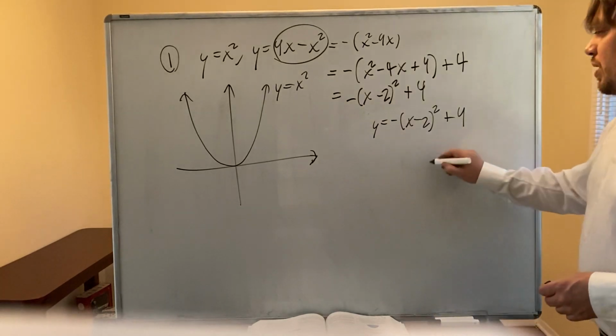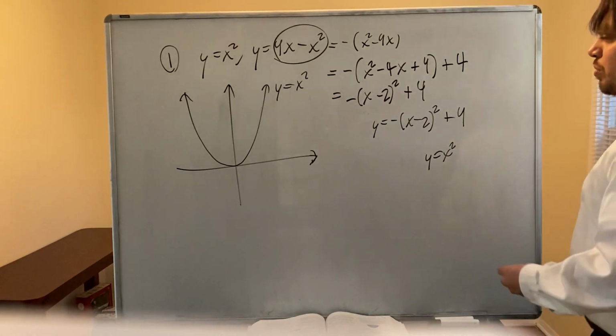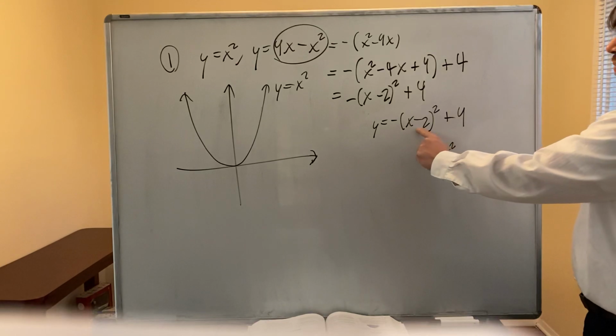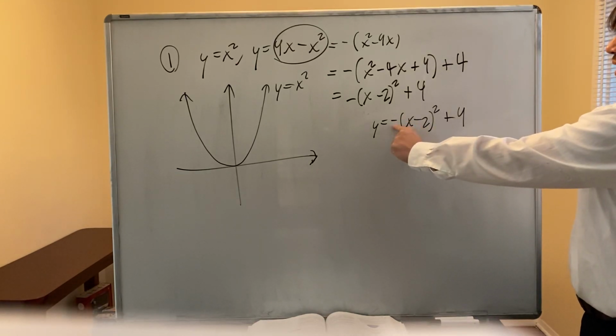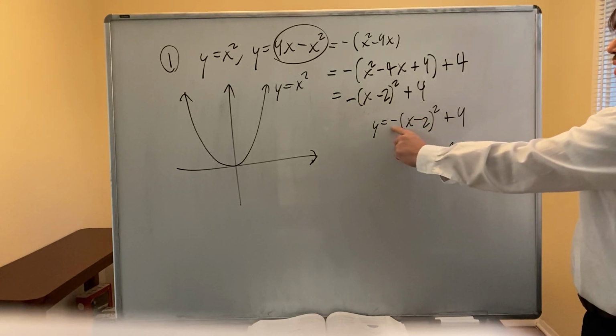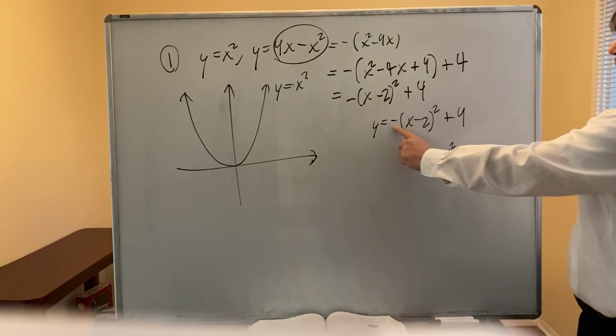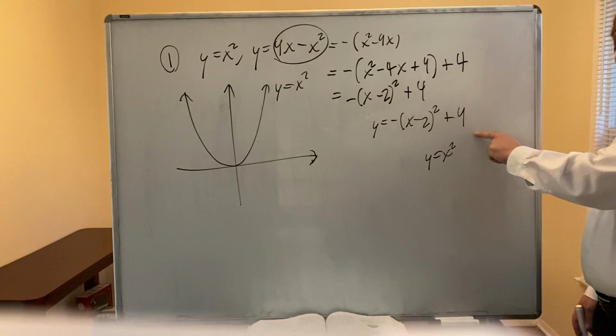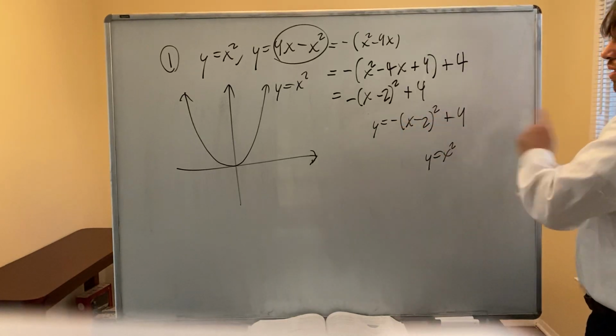All that is if you take the graph of y equals x squared, you move it to the right 2 units, then you flip it with the negative sign, and then you move it up 4 spaces. So you move it to the right 2, you reflect it about the x-axis, and then you move it up 4. Right 2, reflect it over the x-axis, up 4.